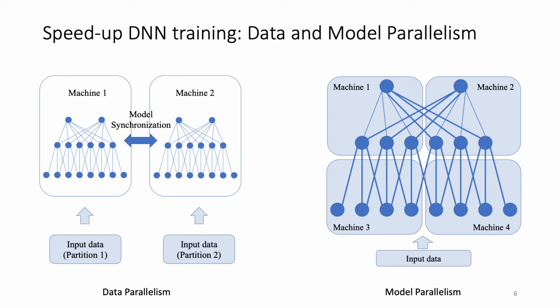In data parallelism, each machine holds a full copy of the model parameters and trains locally on different input data partitions. After each training iteration, they need to do model synchronization among all the GPUs or machines in use in this training job. In model parallelism, each machine only holds a part of the full model parameters, and they train simultaneously on the same input data.